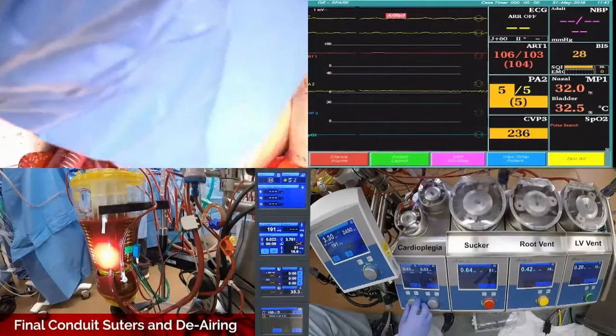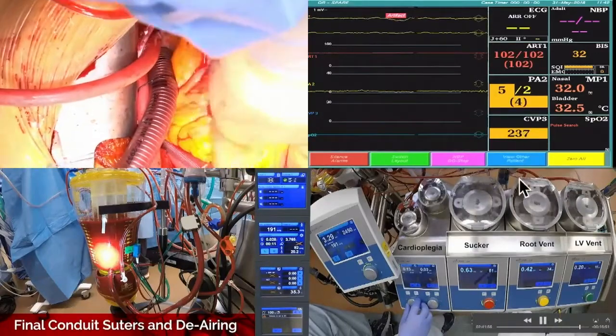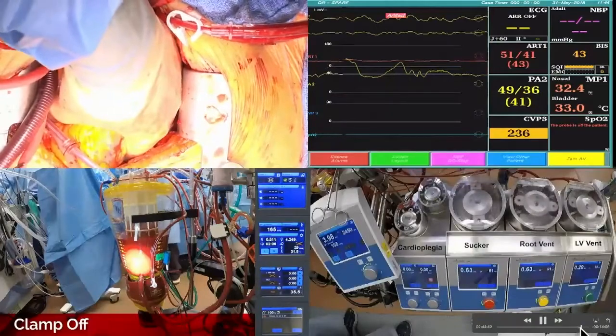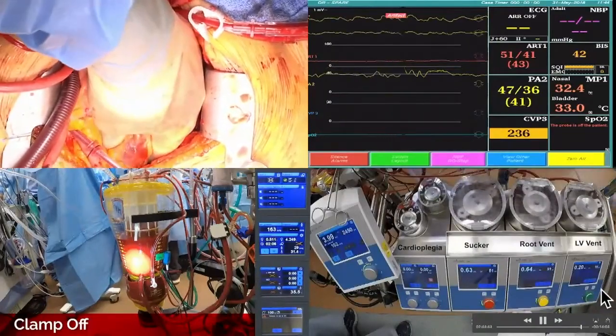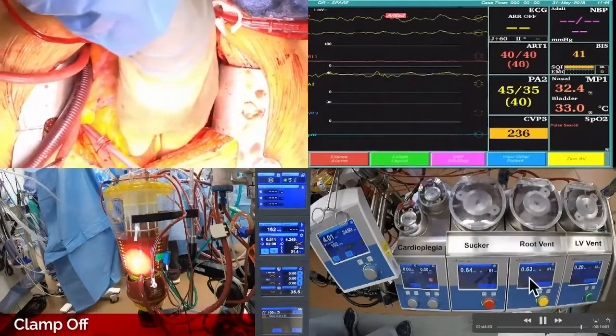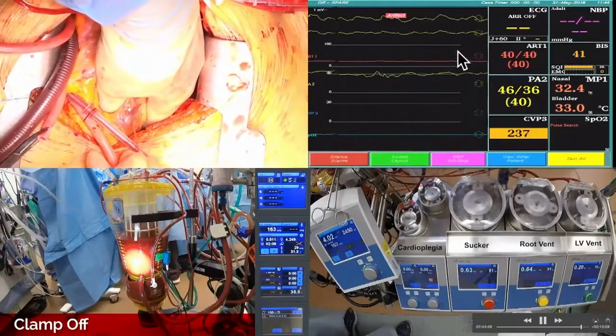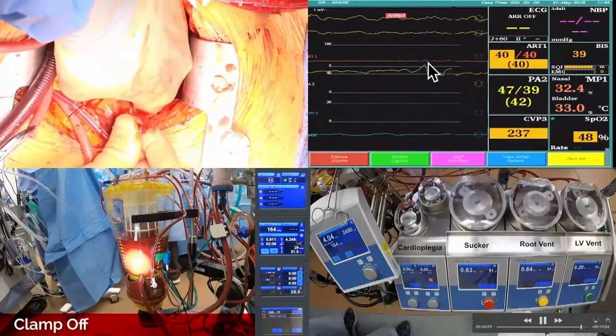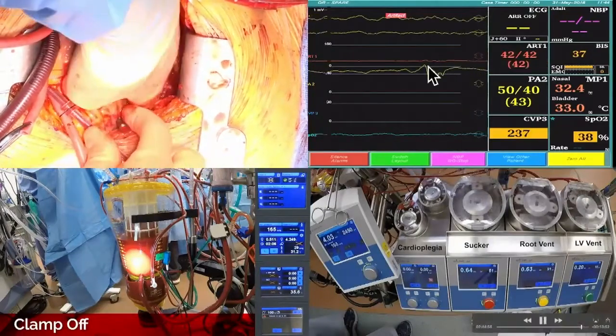So the clamp comes off at 2 hours and 44 minutes. And then we'll watch that because we're going to have the deairing process again, and then we come off bypass. Okay, well, the clamp is off. He's starting to, there's movement here, unless that's his hand. Deairing right there. Okay, you're deairing the ventricle. That's what it is. That's just an artifact of you moving the heart around.